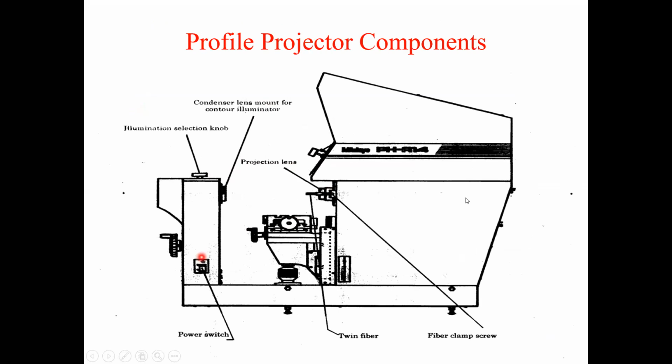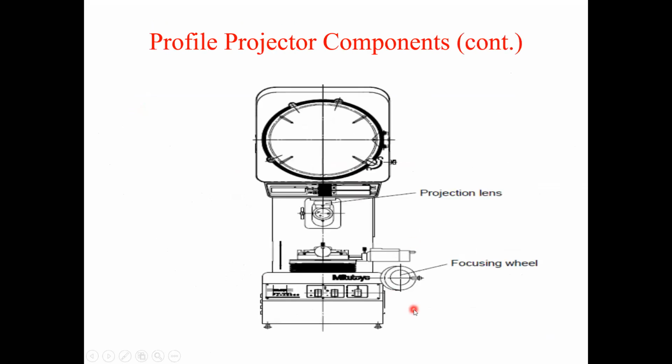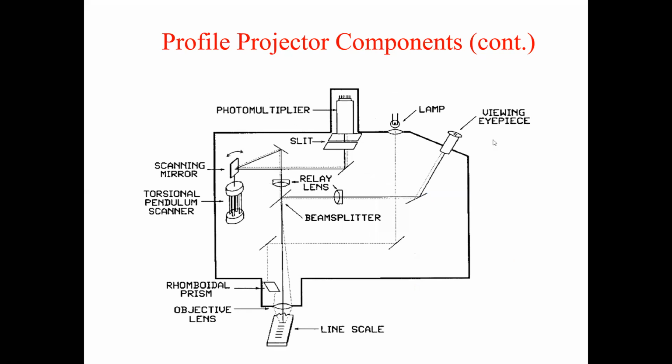This is a front view: projection lens, focusing wheel. You can move the table up and down by operating this wheel in order to magnify, in order to focus the workpart. Profile projector components: lamp, light source, viewing eyepiece, beam splitter, pen scale, different components are there.